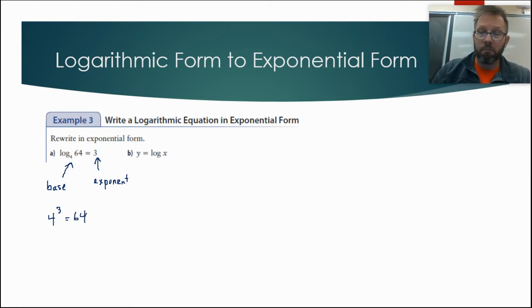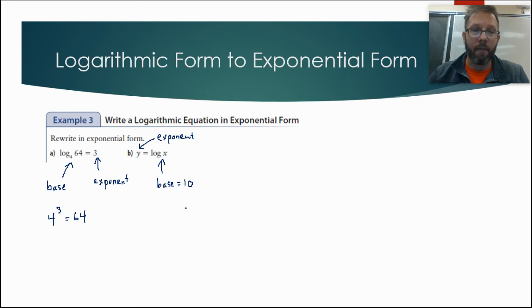For b, what's the base? Don't see one. That's because it's written in our common logarithm form. The base is 10, right? We just don't write it. The base is 10. The exponent would be y. So we can write b as 10 to the power of y gives us x.